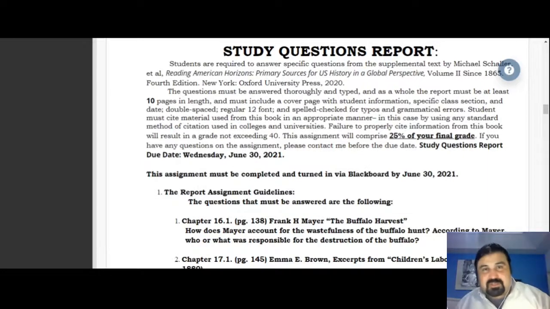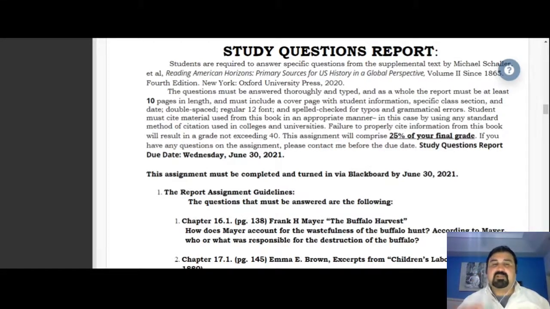Where are the instructions? The instructions are on the syllabus. On the syllabus, you're going to find all the instructions. It tells you that you have to type them, double space, check for typos, and if you're going to be citing information, use whatever method. There are very different citation methods you can use, MLA, Chicago style. There are many in academia, in college and university. Use whichever method you feel most comfortable with.